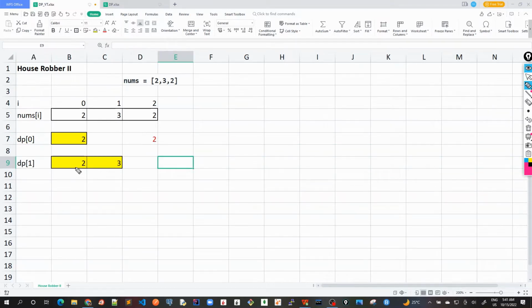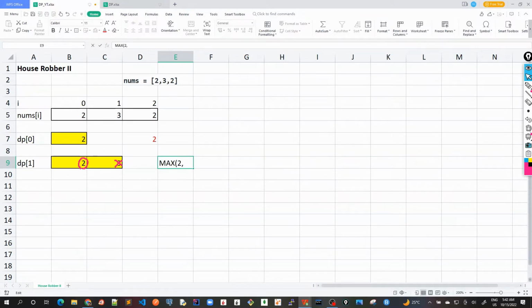Now for dp of 1, we have got these two houses available, right? Now let's see our conditions. So if I'm planning to rob this house, the first house or 0th index, it means that I cannot rob this house because it is a neighbor to it. So we have a choice. If I'm choosing only this house, the maximum value I can get is 2. So I will just write it down as, if I'm just choosing this, it should be max of 2.